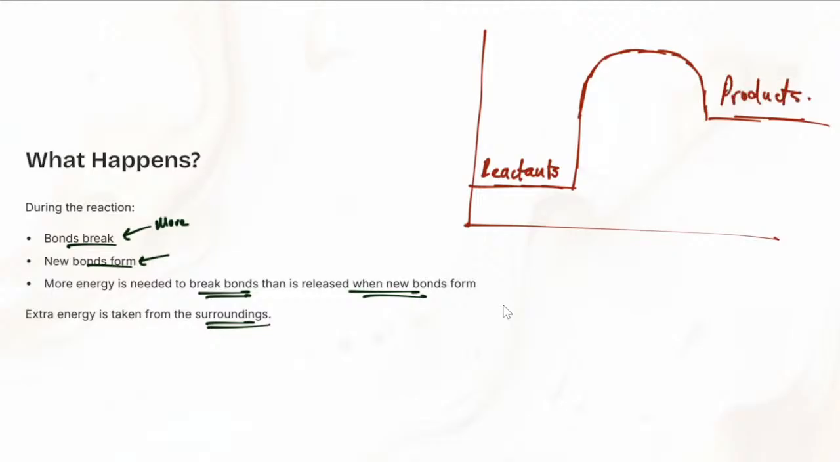Now, what are some labeling that you must know? Always label from reactants to the top of the mountain, and call it the activation energy. And also always label from reactants to products and call it delta H.